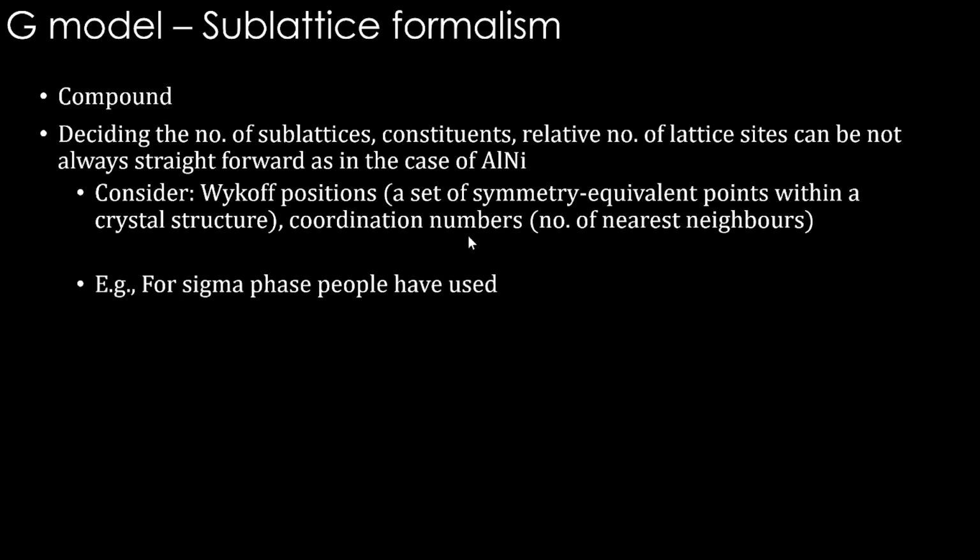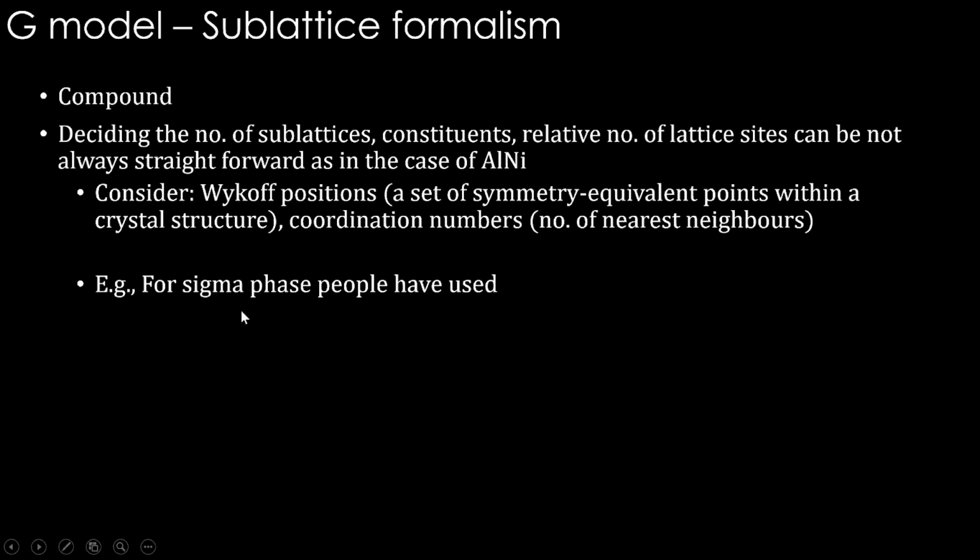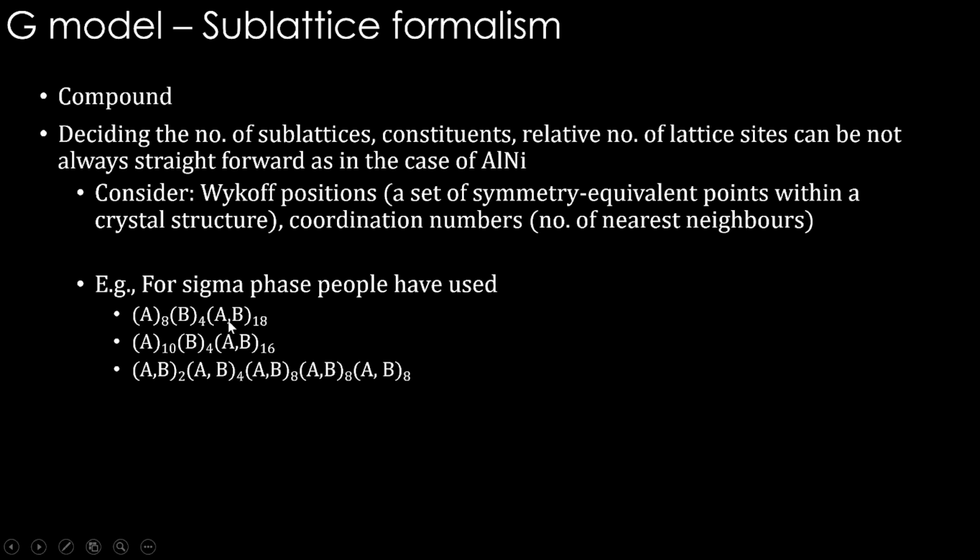Different ways. For example, sigma phase. Sigma phase appears in different systems such as iron chromium, cobalt chromium, chromium manganese, and so on. So if your alloy happens to have these different elements, then there is a possibility of sigma phase formation in the alloy. In that case, it is important to model sigma phase, and people have used different sublattices like this. You see 3 sublattices here.